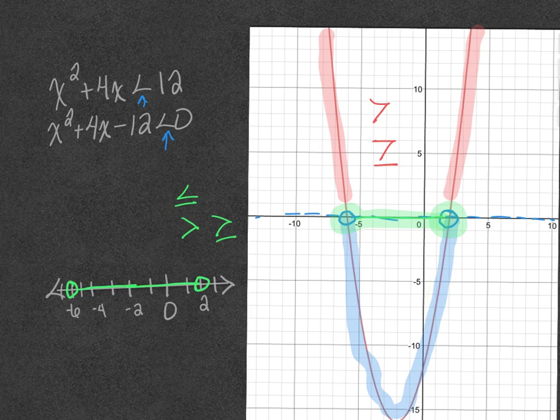Be sure that you always take the inequality and set it equal to 0 before you graph it. Then when you look at the graph, you're really looking for what's below the x-axis or what's above the x-axis, depending on which sign you are given in your original problem. Take a look at that, and if you need anything else, let me know.